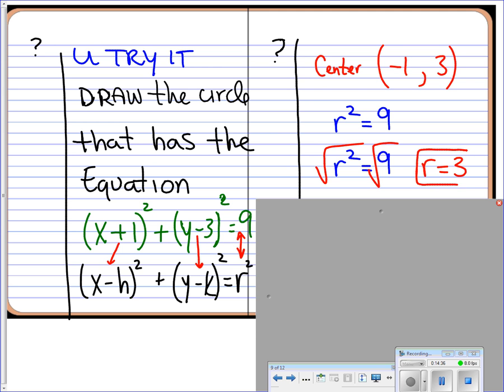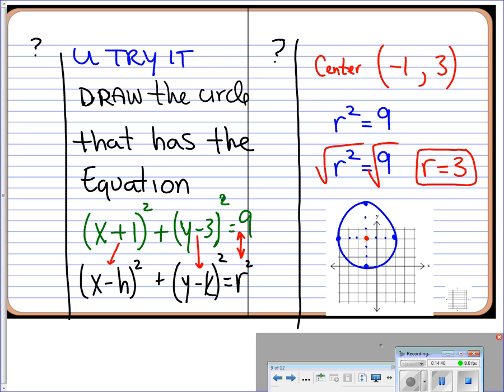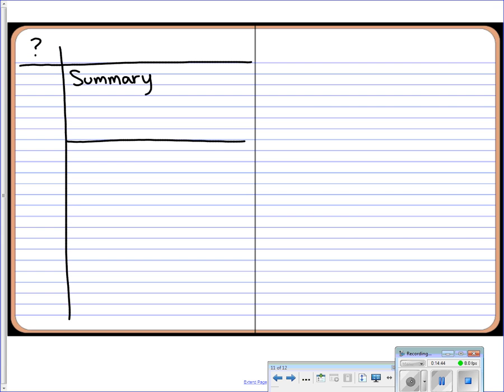Now it's time to graph. And there you have it. Okay? Well, here's the word summary that tells you we're done.